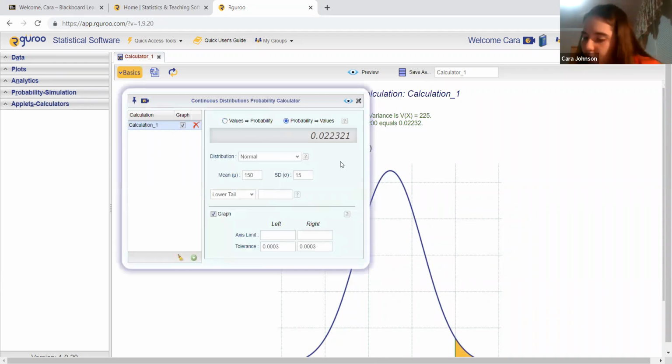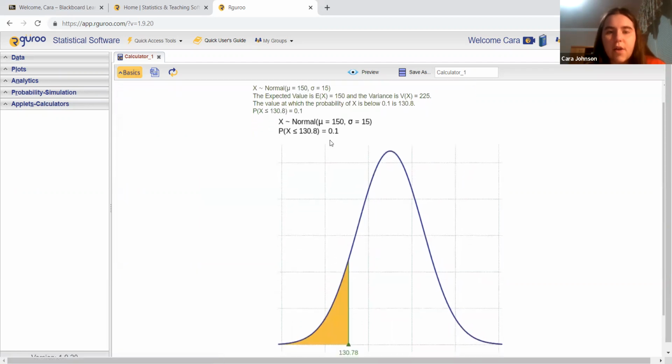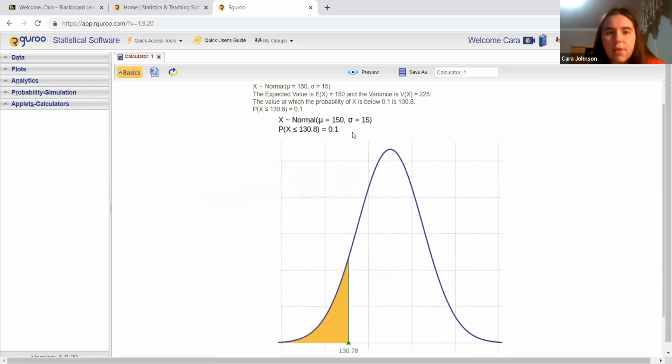So probability to values. Find the maximum weight that would be in the bottom 10% of weight. So now we're given probability, we're looking for data values. So bottom 10%, that means we're going to have 10% below the data value. So we're going to have a lower tail of 0.1. Hit the eyeball. That gives us 130.8 pounds.